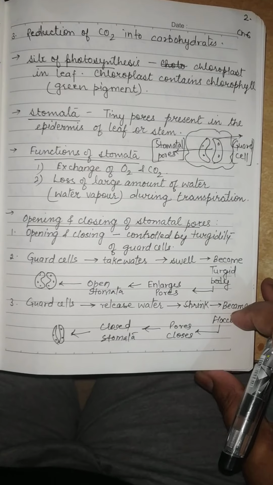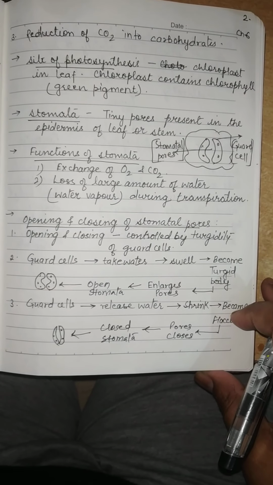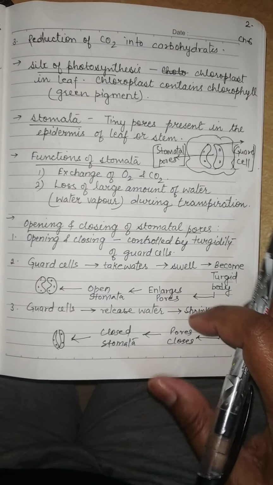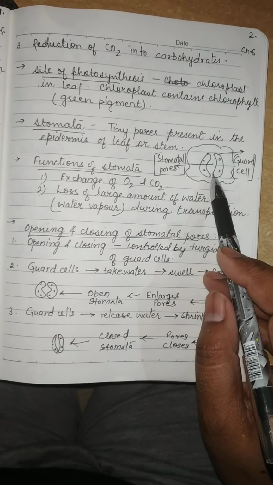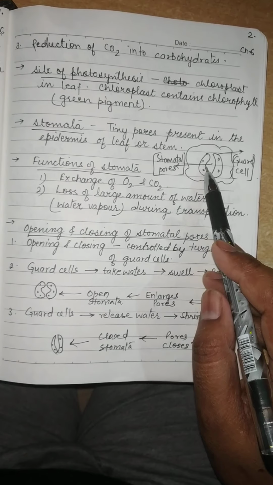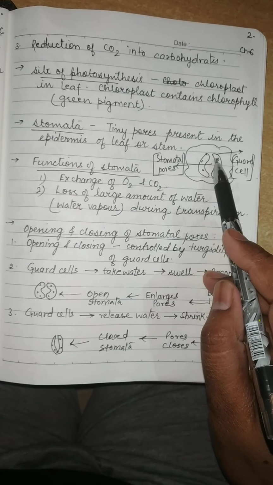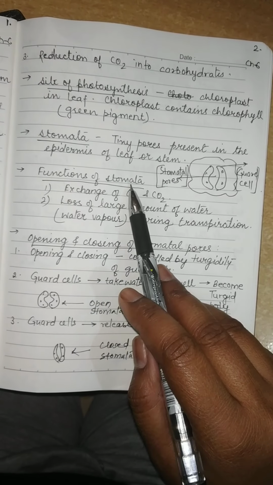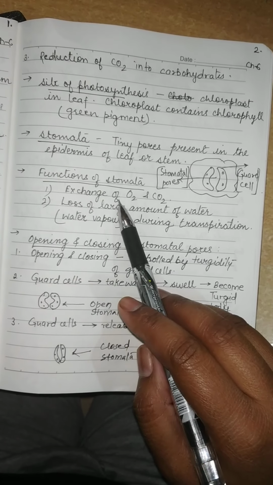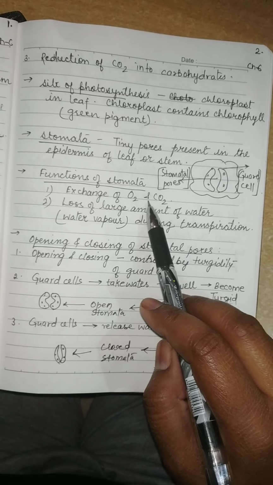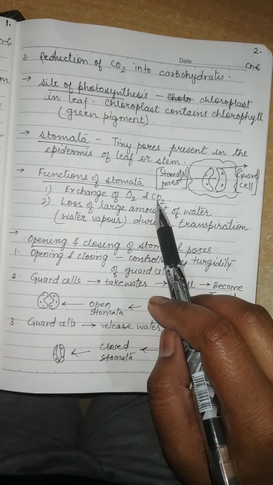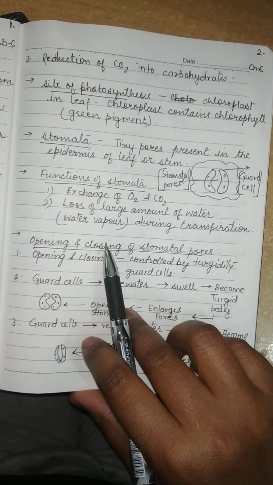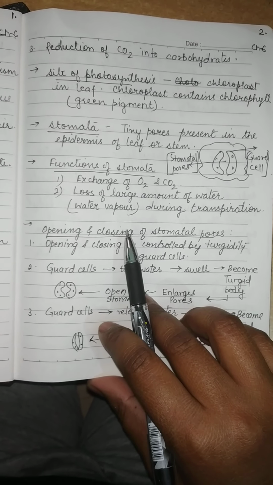Now, stomata. Tiny pores present in the epidermis of the leaf or stem. You can see the diagram of stomata here, or you can see it in your books also. This is the stomatal pore and the side ones are the guard cells. What are the functions of stomata? Exchange of oxygen and carbon dioxide, and loss of a large amount of water vapors during the process of transpiration.